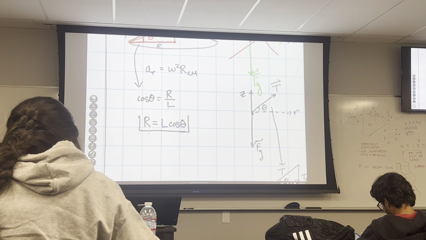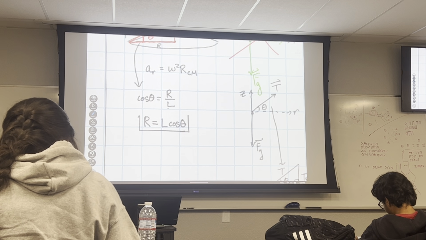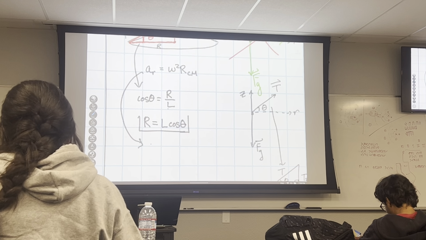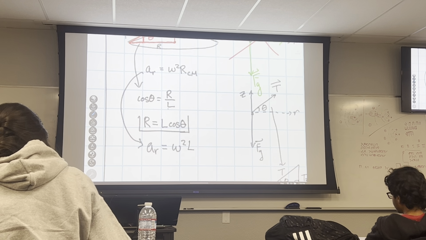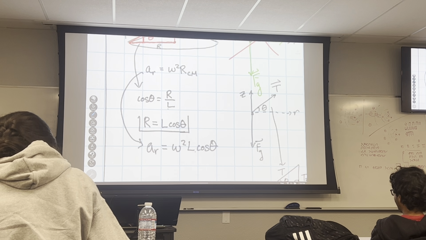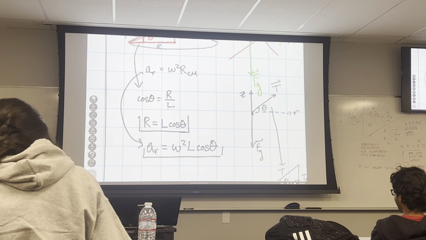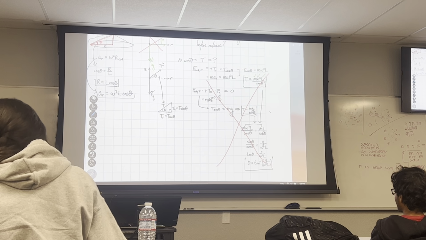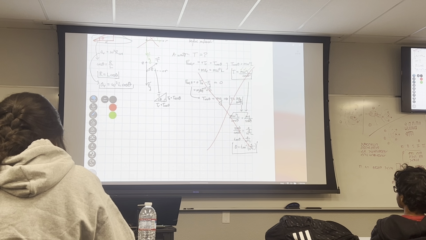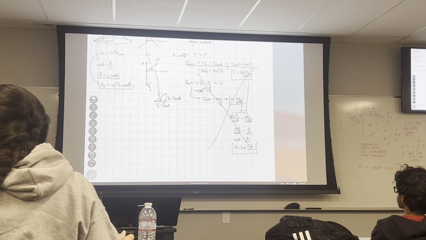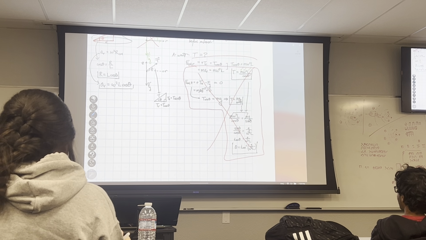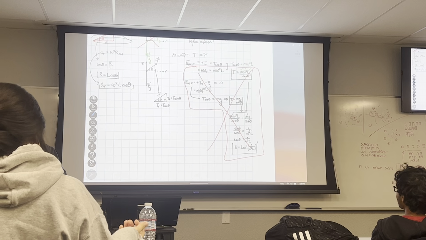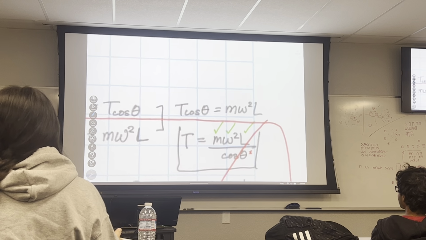This is what we want to plug into our acceleration. So our acceleration in the radial direction is omega squared L cosine of theta. This was our acceleration value. So not everything was wrong. All of this was wrong, but this was correct. It's not that everything was wrong.